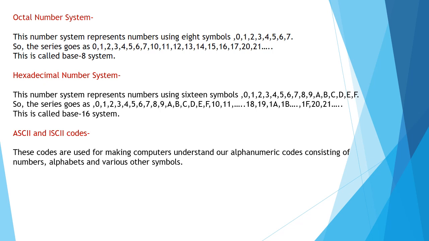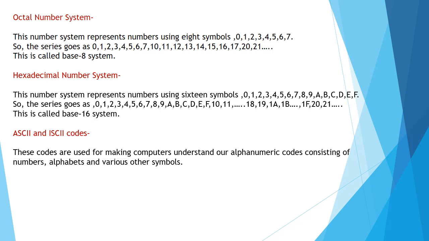ASCII is basically the American Standard Code of encoding, and it was developed just to fulfill this purpose: whatever characters or numbers there are, each has to be given a unique symbol, so that the character can be recognized. It is just for recognition of the characters. These codes are used for making computers understand our alphanumeric codes. Alphanumeric means it consists of numbers, characters or special symbols.